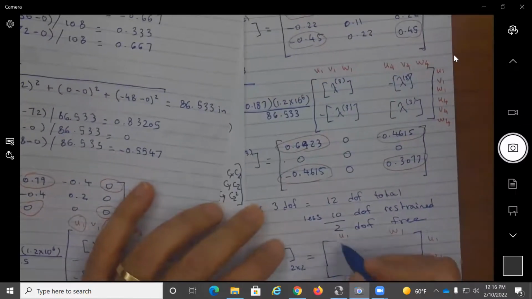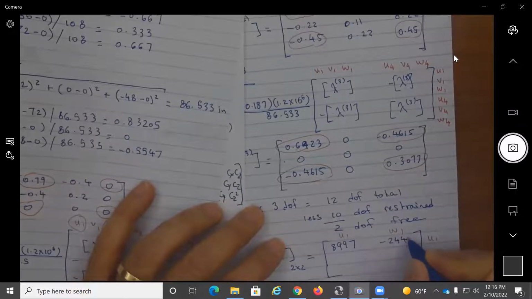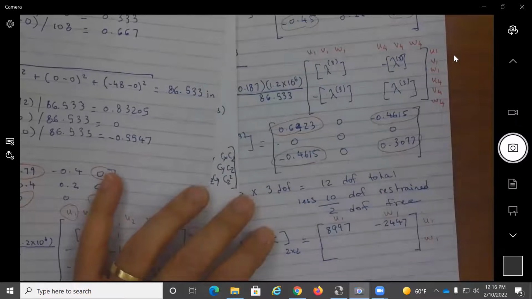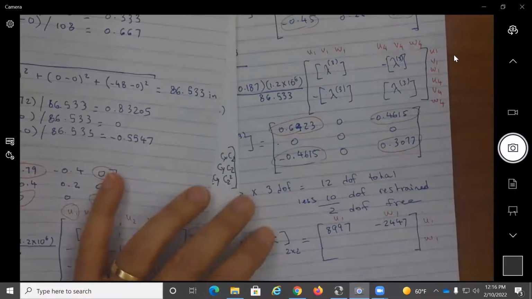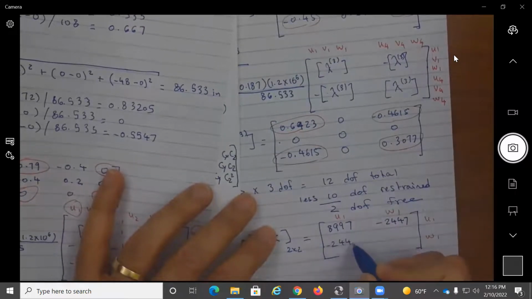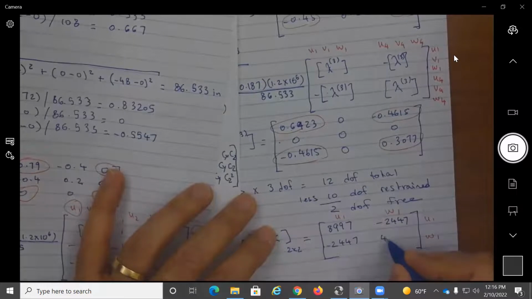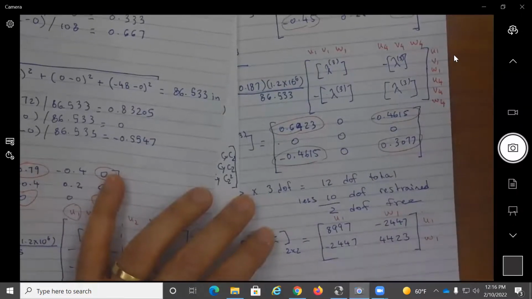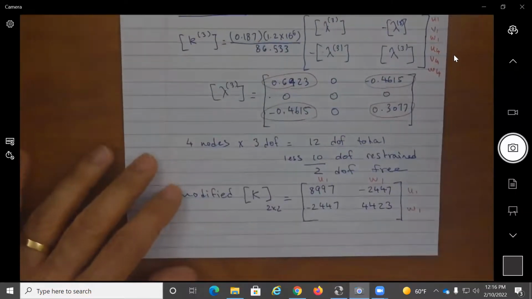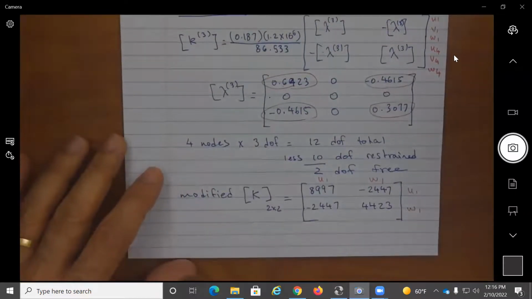So you should get 8997, minus 2447. And again, these numbers are approximate because we're not really putting all the significant digits. So if you do the numbers, it might be slightly off. Minus 2447 and 4423. So, U1 is the sum of U1 in lambda 1, U1 in lambda 2, and U1 in lambda 3.